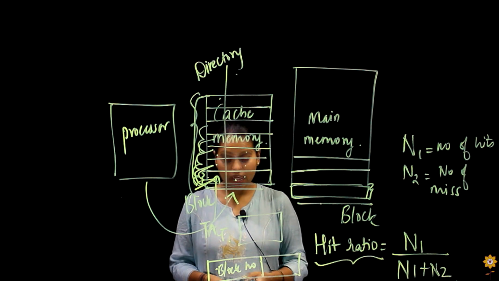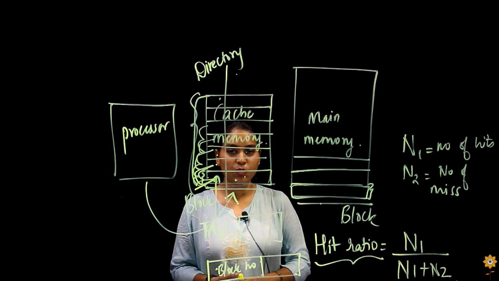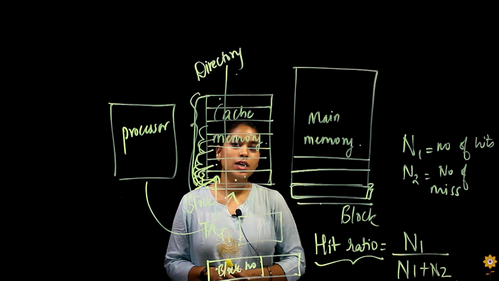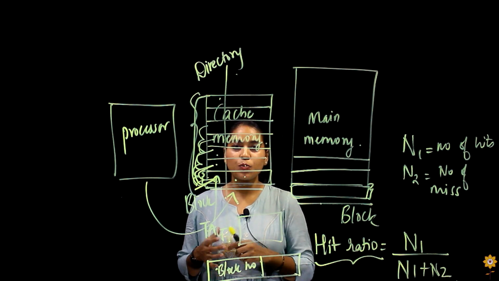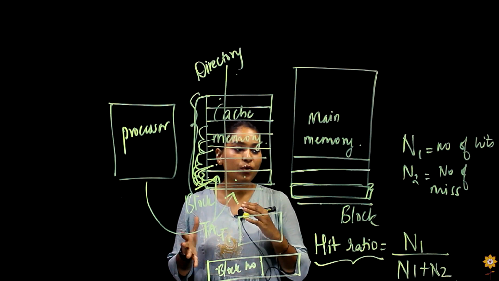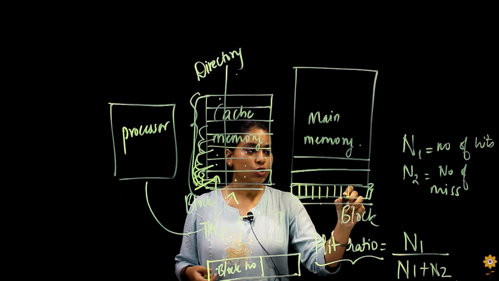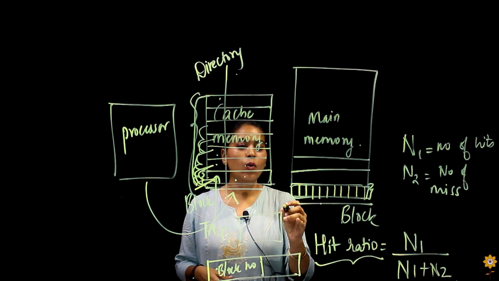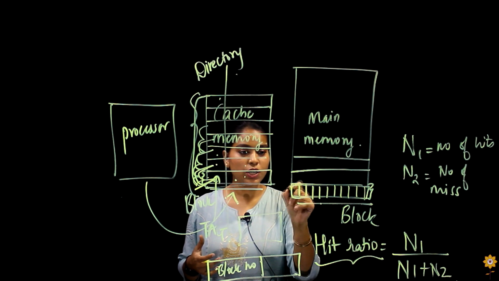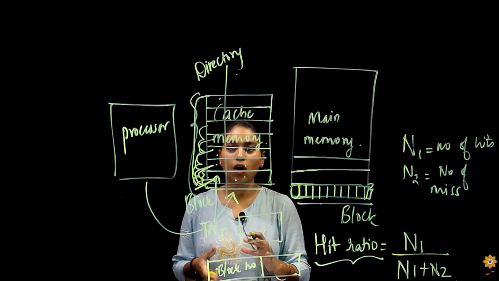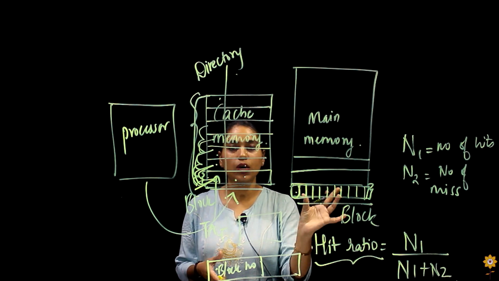Okay, and the next thing is the principle of locality. In cache memory, there are two types of principle of locality. One is spatial locality and the other one is temporal locality. Now in spatial locality, what happens is, inside a block there are multiple locations. We require data of a particular location. Suppose the processor requires data of a certain location within a particular block.